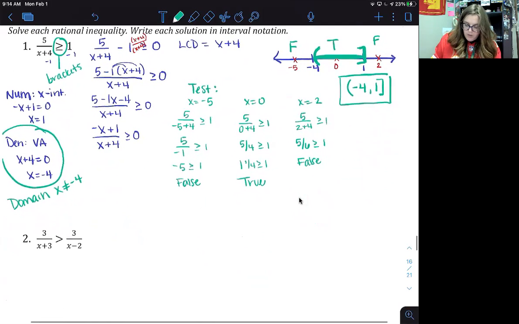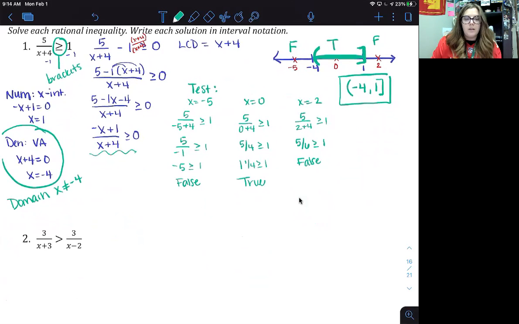Okay. All right. For the second one, I want you to try this. At least try to get it set up so that it's equal to 0. And then we'll talk about the test points or using a graph to determine your intervals.